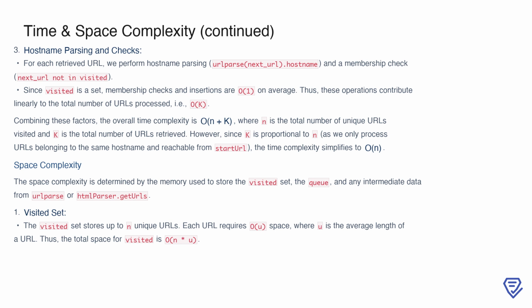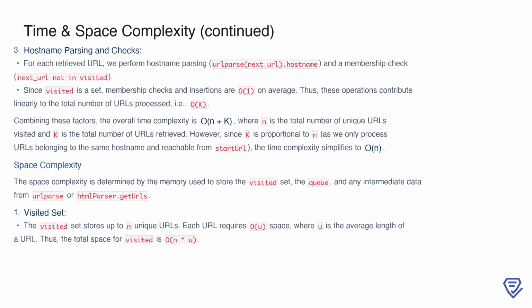When we combine all of these considerations, the overall time complexity becomes O(n + k), where n is the total number of unique URLs visited and k is the total number of URLs retrieved. However, since k is proportional to n, as we only process URLs that belong to the same hostname and are reachable, the time complexity simplifies to O(n).